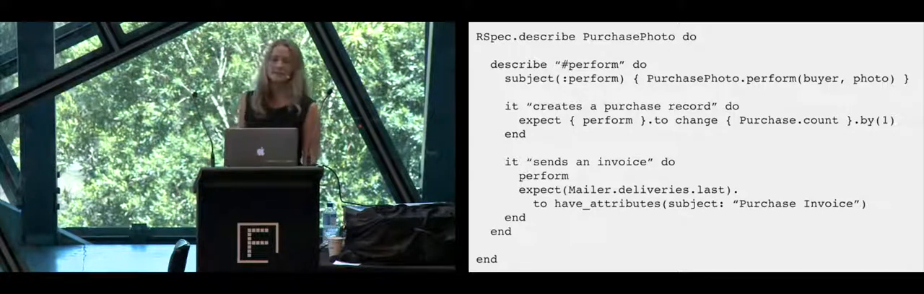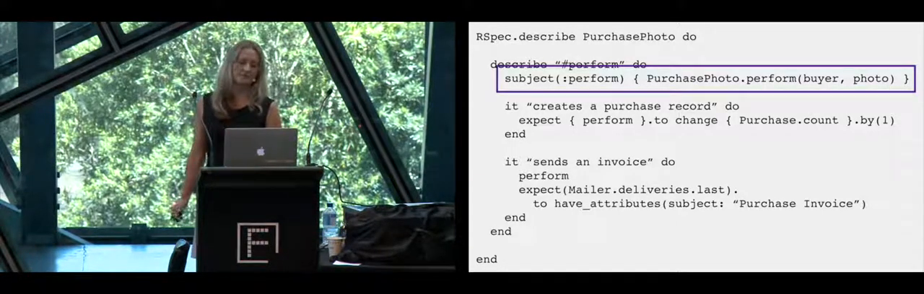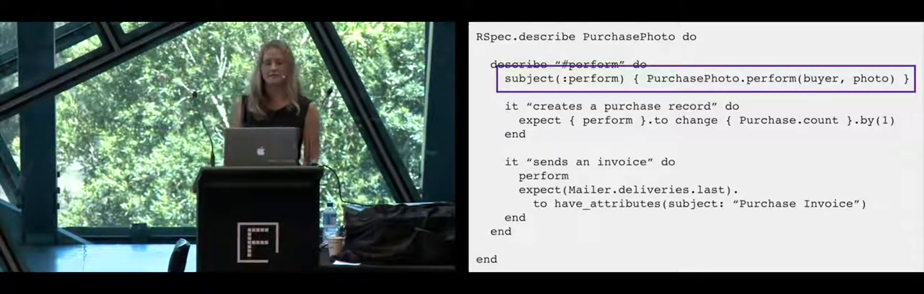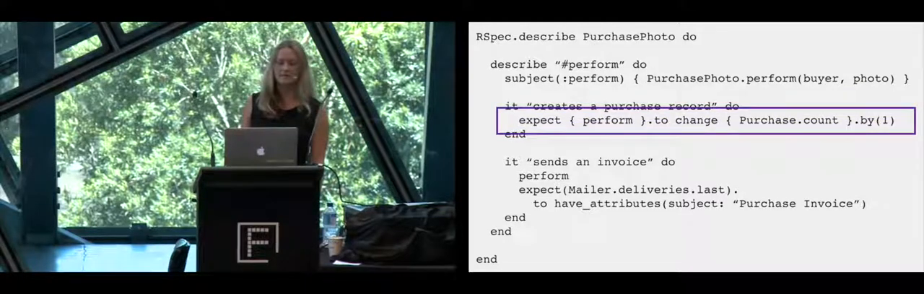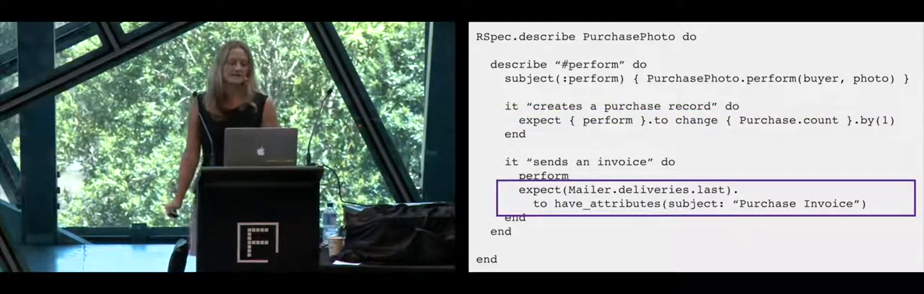Here's a quick example of an integration test. So our subject is the perform method of the use case, and then we can make expectations on the side effects of that perform command. For example, we expect perform to change the purchase count, and we expect it to send an email that has the subject purchase invoice.